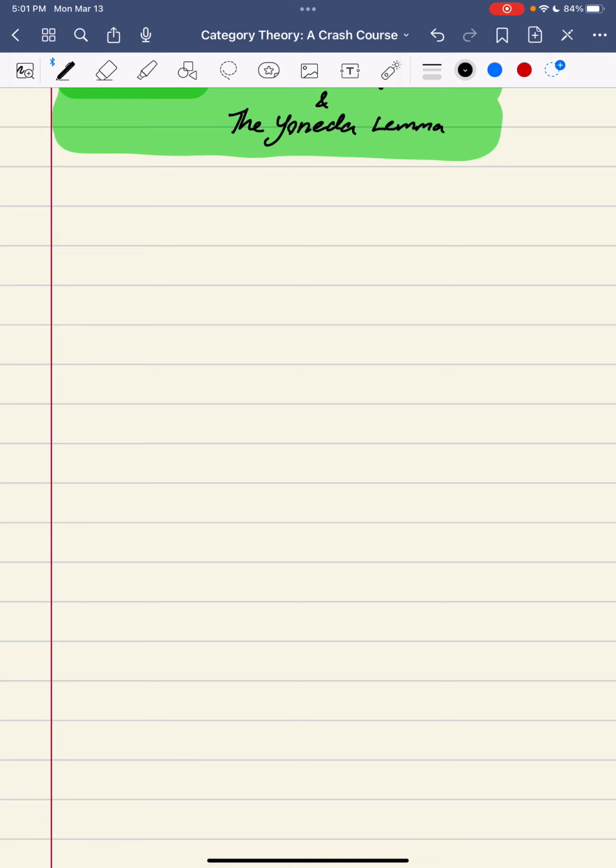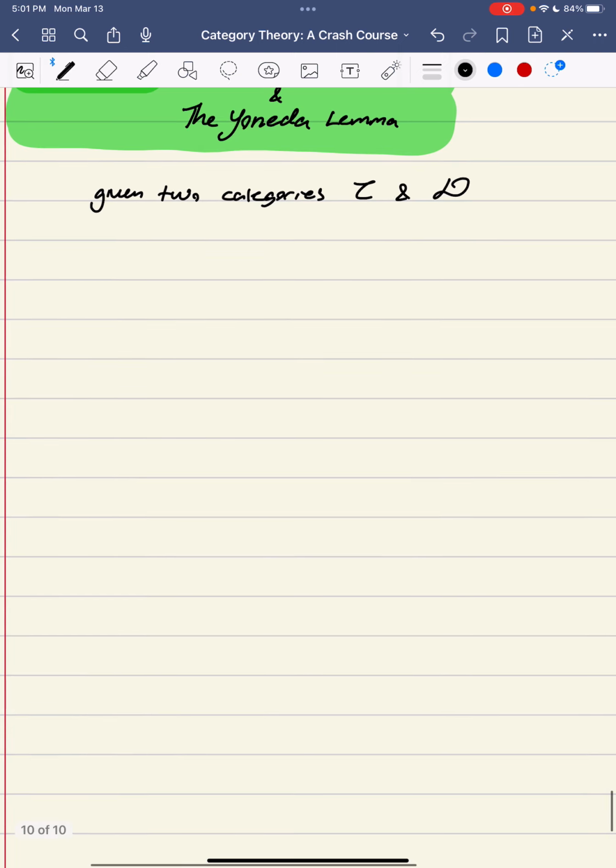Given two categories, say C and D, a functor, say F, from C to D, is a way of associating objects in one category C to another category D. It's sort of like a function between categories, is the way you should think about these, or maybe a structure-preserving morphism.